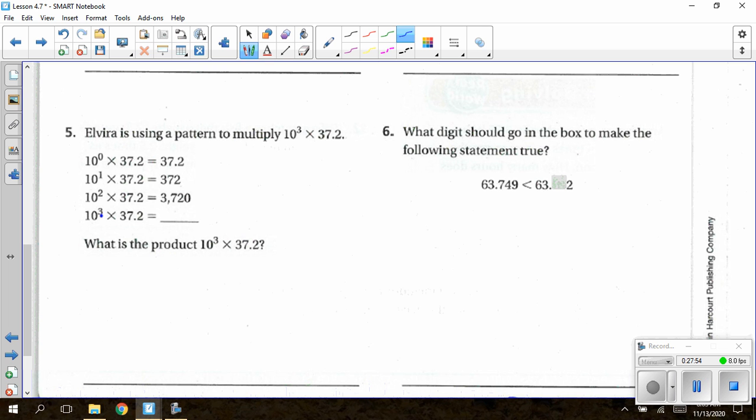And finally, for number 6, what digit should go in the box to make the following statement true? So to help you figure this digit out, I would make sure you line your decimals up. And notice the digit that is in the tenths place is the missing digit from the second decimal. So to make this where the top number is smaller than the bottom number, you need to make sure you're filling in for the box a number that is bigger than 7. There are 2 different answers that can be accepted for this answer.